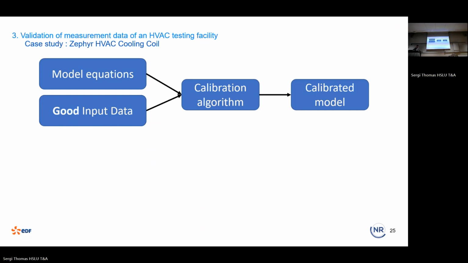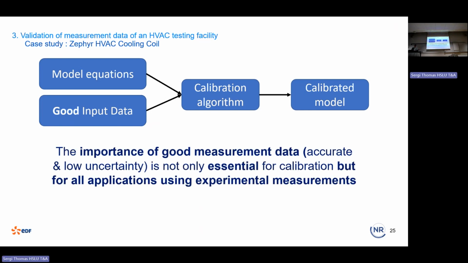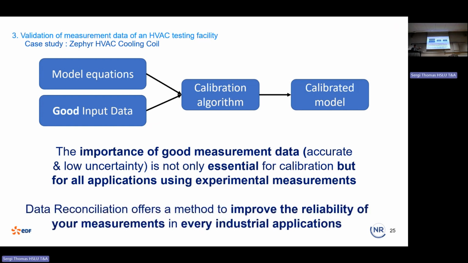Nowadays, data are important, but you need data which are really usable. So the quality of the data that you have is really important. And it's not only the case for calibration, but for all applications having experimental measurements in a way. I've written it here again, but it's really important. And hence the use of data reconciliation. It offers a method to improve the reliability of your measurements, to improve those uncertainties so that you have a better state estimation.